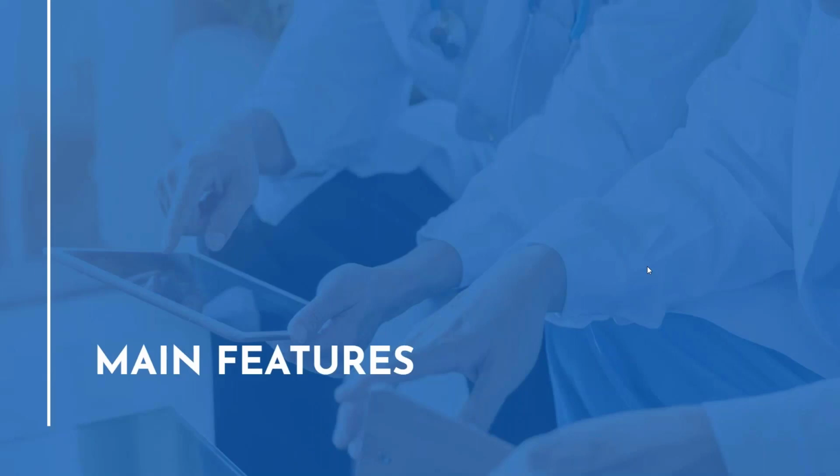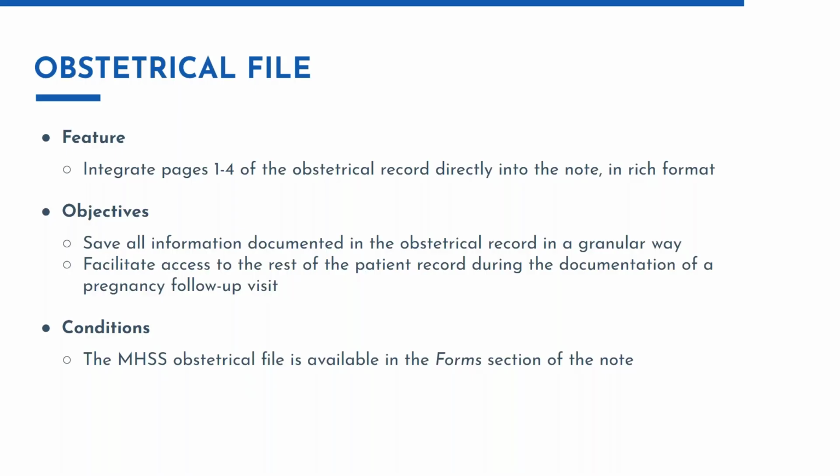We have 4 main features that I want to describe. First and most obviously is the obstetrical file itself. So we integrated pages 1 to 4 of the obstetrical record, and it'll be directly in your note within MYLE in a rich format. The objectives of that is, first of all, we want to be saving any information documented in the obstetrical file in a granular way. And what that means is that in our database, we're really able to see exactly what you recorded for every single field within the file.